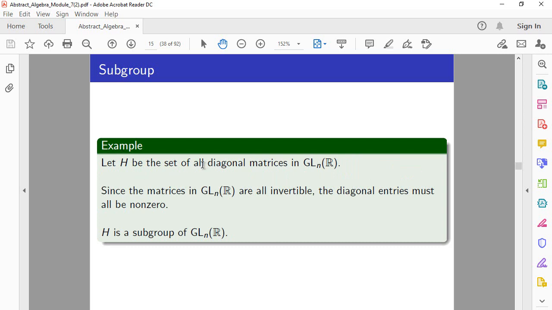Let H be the set of all diagonal matrices in GL_n(R). Since the matrices in GL_n(R) are invertible, the diagonal entries must all be non-zero here. So H is the set of all diagonal matrices where none of the diagonal entries are zero. Then H is a subgroup of GL_n(R), and the reason is H would be closed under multiplication, that is, the product of two diagonal matrices is diagonal, and also the inverse of a diagonal matrix is also diagonal. So H would be a subgroup of GL_n(R).